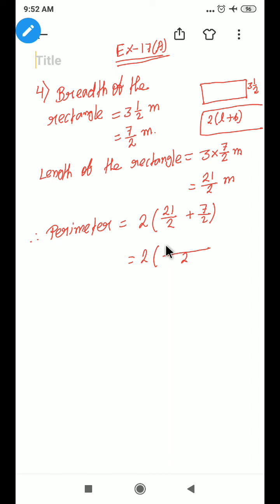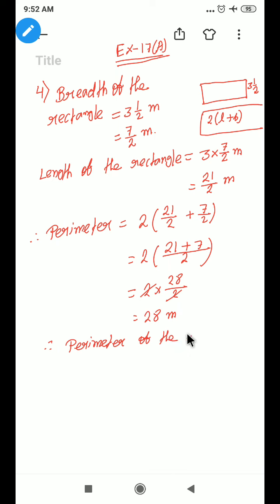Therefore perimeter is equal to 2 into length plus breadth. Length is given here 21 by 2 and breadth is given here 7 by 2. The LCM of 2 and 2 is nothing but 2, so that will be 21 plus 7. 21 plus 7 will be 28 by 2. 2 will be cancelled out, so here it will be 28 meter. So write the answer statement: therefore the perimeter of the rectangle is 28 meter.